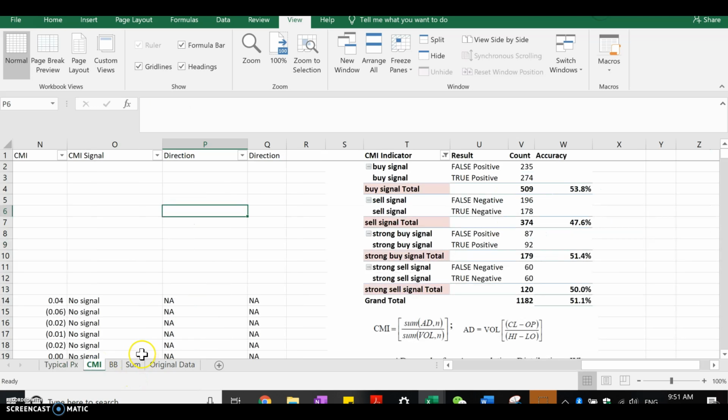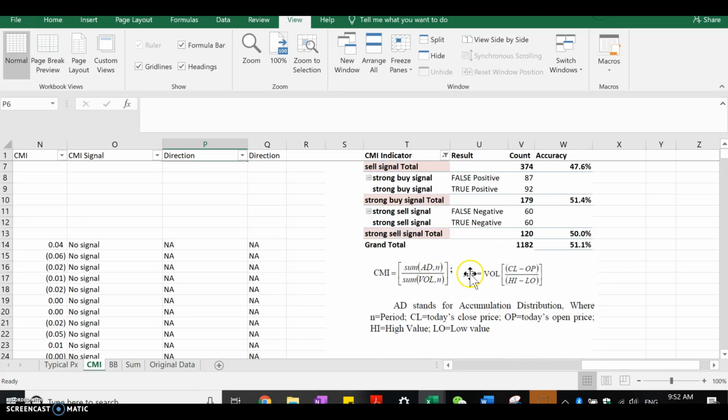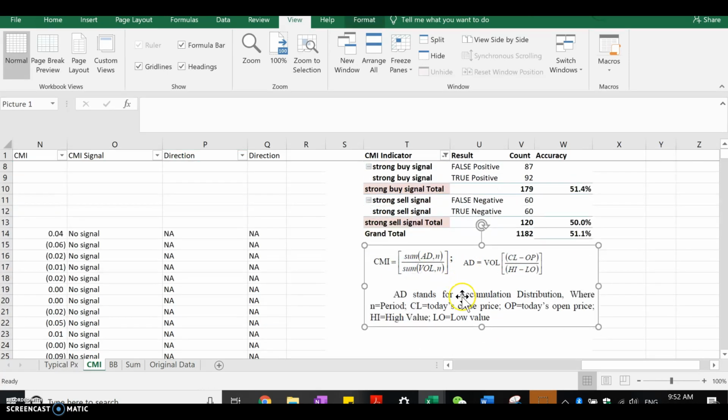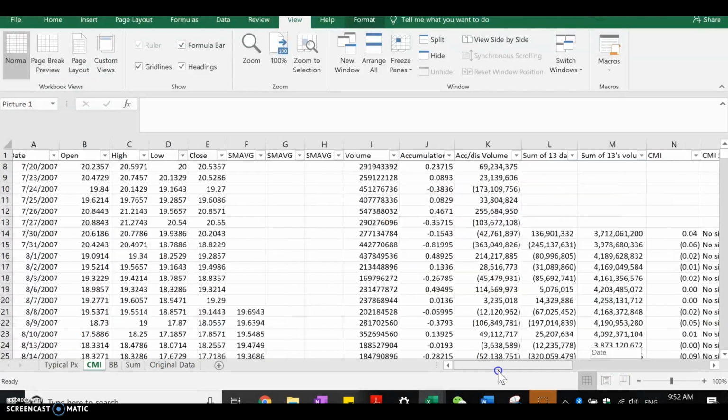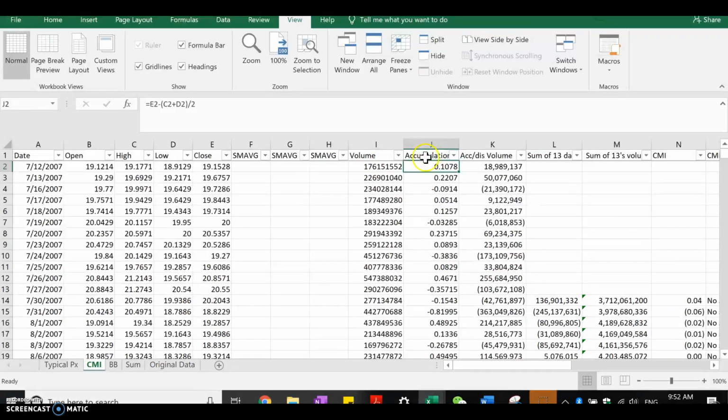Okay, and the second one is CMI. I've got to hurry up a little bit because it's already 5 minutes. The formula of CMI is volume based. It compares the accumulation distribution over the volume, and the accumulation is also volume-based data, compared to the close price, open price, high price, and low price. I'm going to go through the formulas really quickly. Starting from here, here's the accumulation that we just went over.